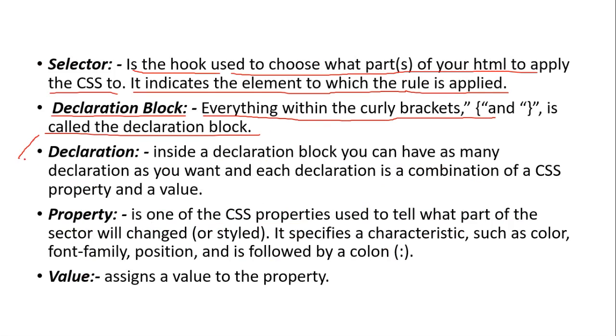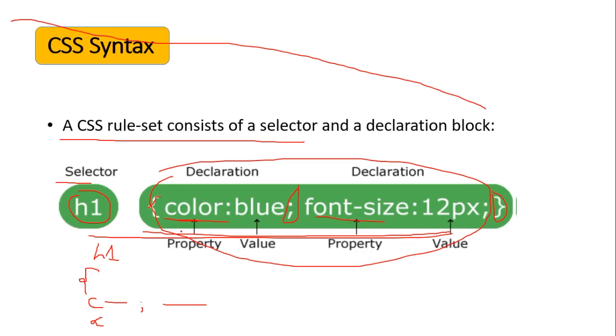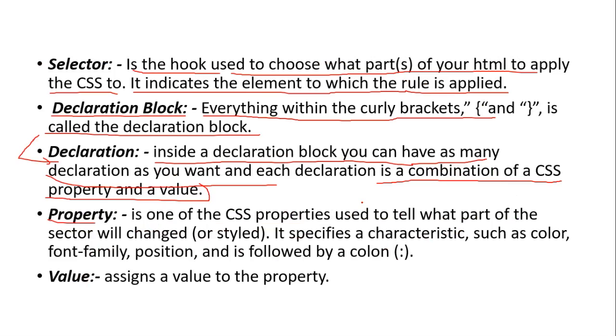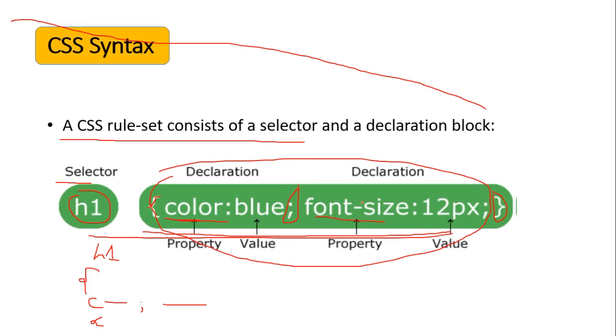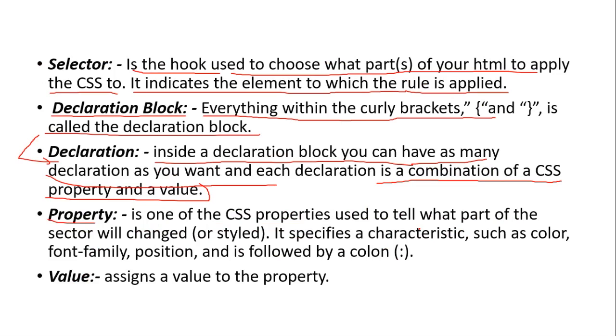Inside the declaration block, you can have as many declarations as you want, and each declaration is a combination of a CSS property and value. After that, the property: color and then font size. We have lots and lots of properties in CSS. In this example we have given only the color and font size properties. So a property is one of the CSS properties used to tell what part of the selector will change.